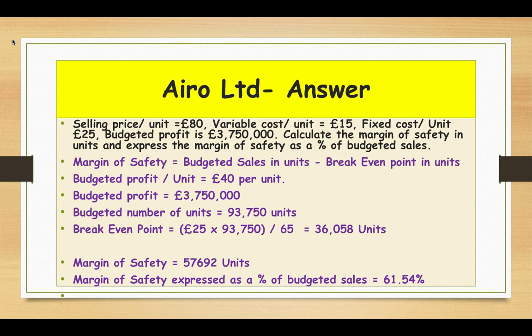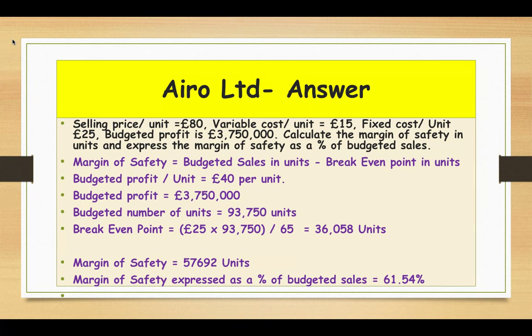So the selling price is £80, take away the variable cost per unit of £15, take away the fixed cost per unit of £25. So the budgeted profit is £40 per unit. And also they have given us the budgeted total profit, which is 3.75 million. So we can calculate the budgeted number of units, which is 3.75 million, the budgeted profit, divided by the £40 per unit, which is the budgeted profit per unit.